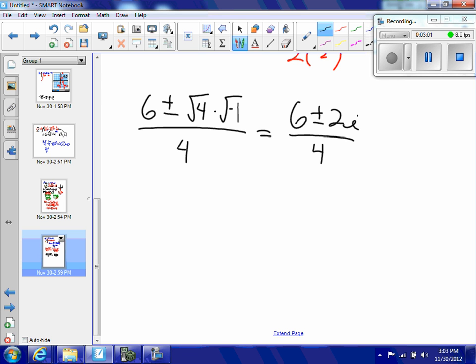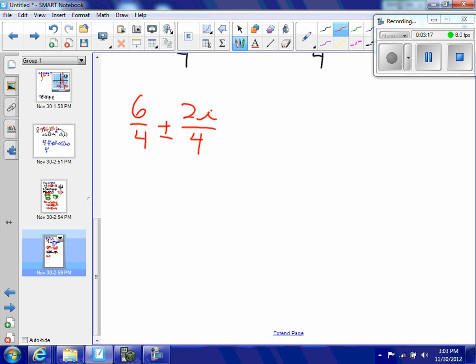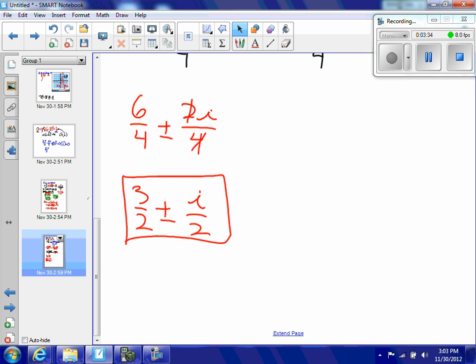I need to write this in standard form. So I have to separate my imaginary piece from my real piece. So it's 6 over 4 plus or minus 2i over 4. And I can simplify that just a little bit more. 6 over 4 is 3 halves plus or minus, I can take my real portions of these and make it i over 2. So that is the answer to this problem. That's the way that I solved it.